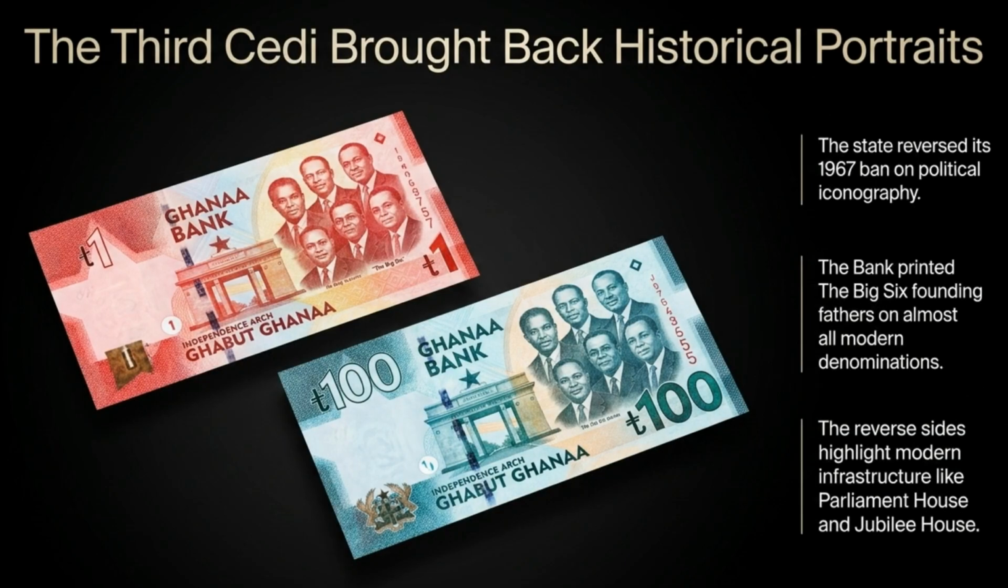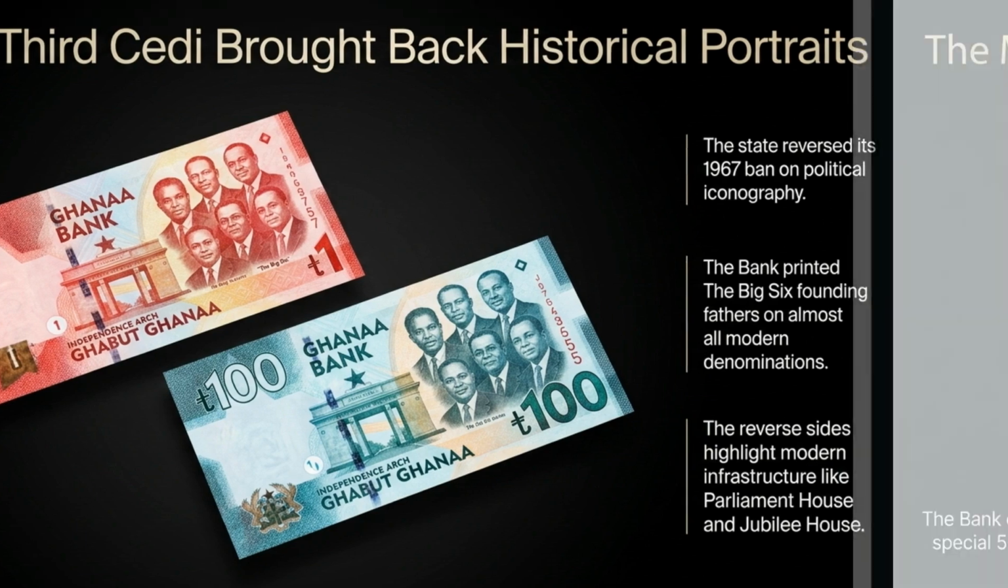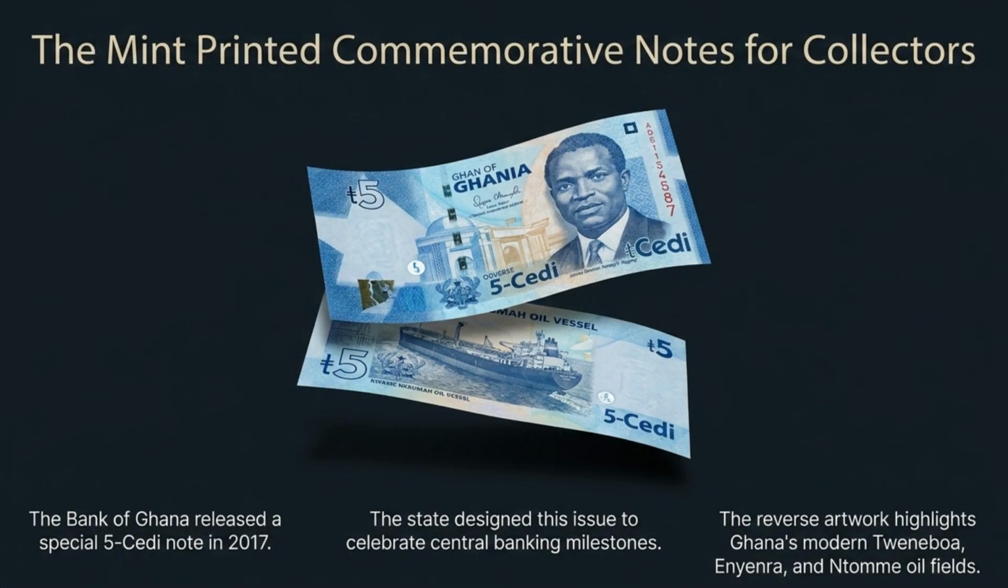The Third Cedi marked a return to political iconography. The Bank of Ghana featured, quote, the Big Six founding fathers on banknotes, while the reverse sides highlighted modern landmarks like the Parliament House. In 2017, the Bank of Ghana released a special commemorative 5 Cedi note. This issue was designed to celebrate milestones in central banking and highlighted modern oil fields.